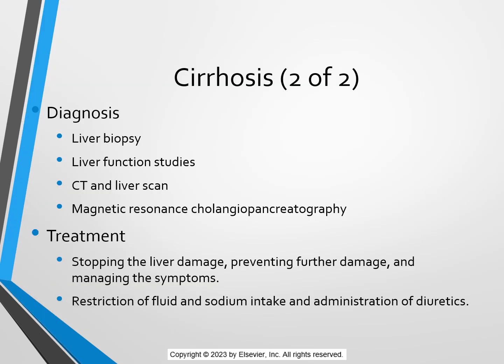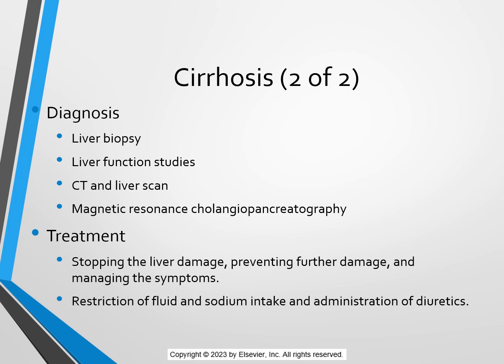A definitive diagnosis of cirrhosis of the liver can be made by liver biopsy. CT and liver ultrasound can also help determine this diagnosis. They can outline the hepatic blood flow and any vascular obstruction. Magnetic resonance cholangiopancreatography, similar to an ERCP but without the use of any invasive procedure, could also be performed. Treatment will be aimed at stopping liver damage, preventing further damage, and managing the symptoms.